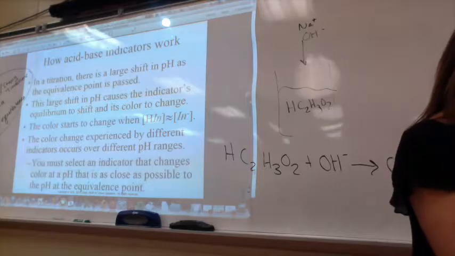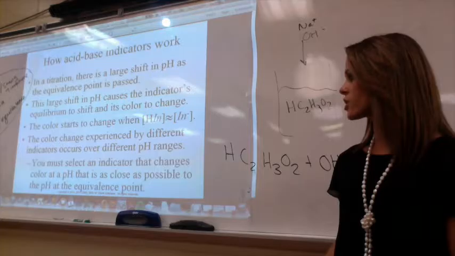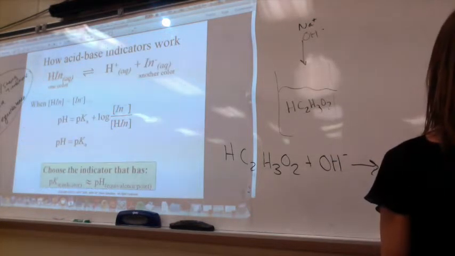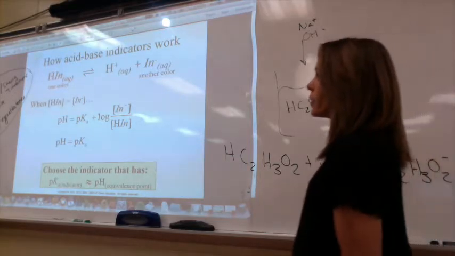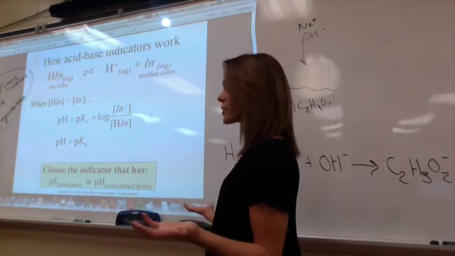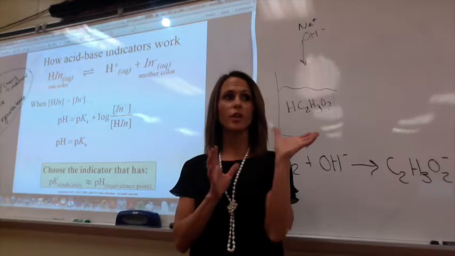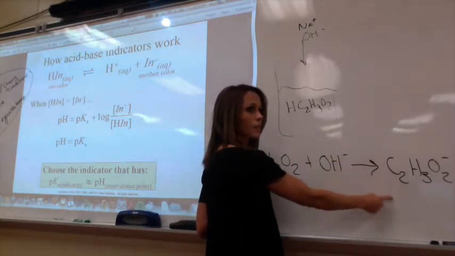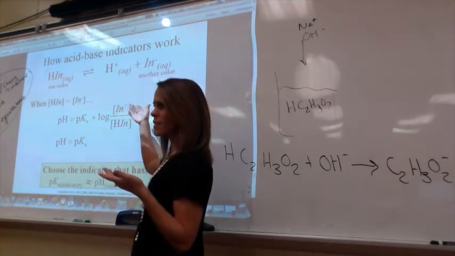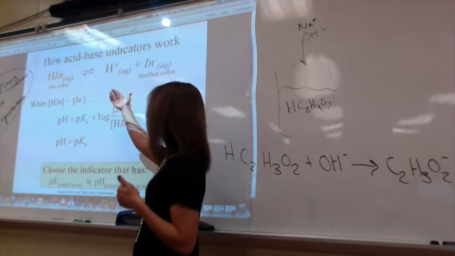So that blue part down here: you must select an indicator that changes color at a pH that is as close as possible to the pH at the equivalence point. That's what you need to look at. This is just showing you that these indicators act as buffers. So if you're halfway, they change color when the concentrations of their acid and their conjugate are equal, so it's like a weak acid with a conjugate, right? This is not a strong acid. It's not one of our big six.